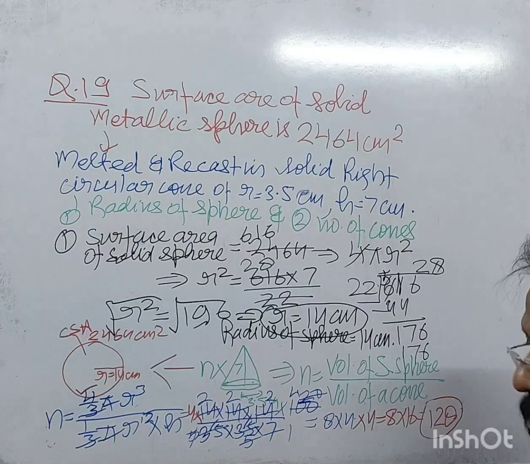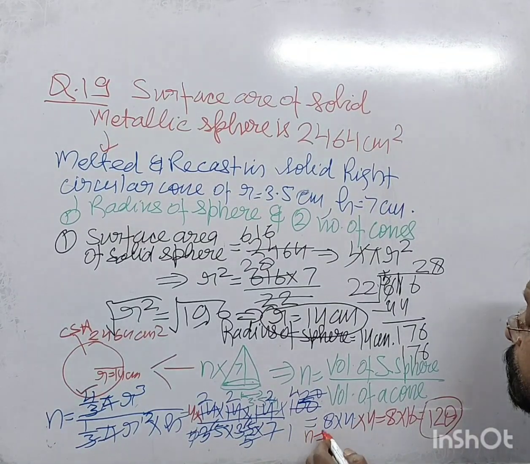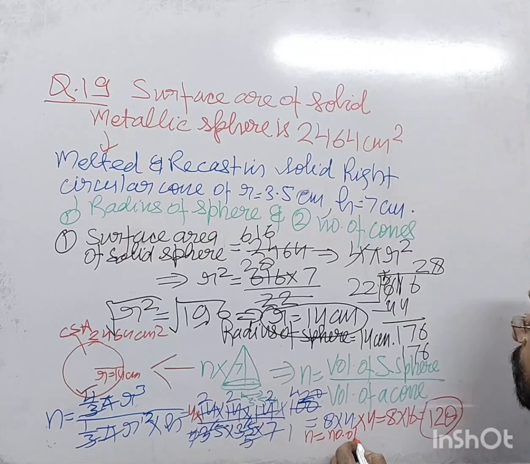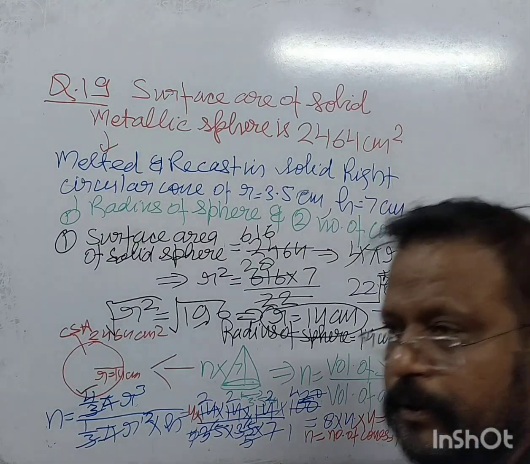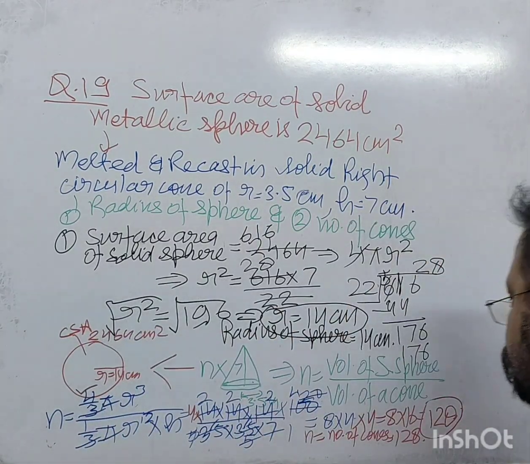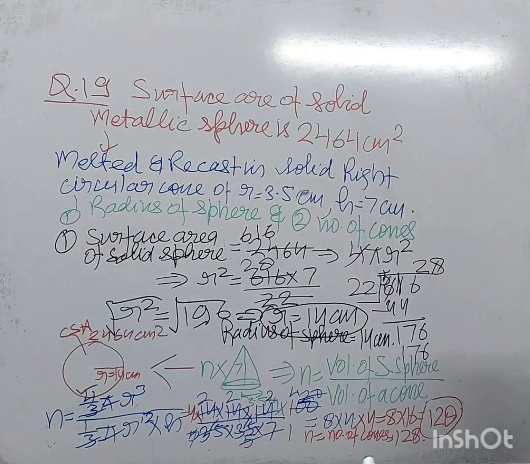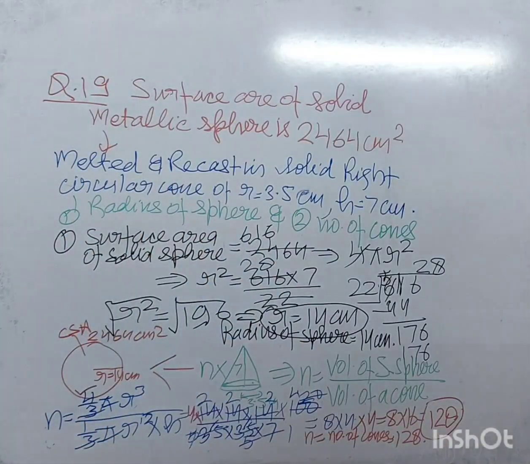Okay. So n, meaning the number of cones, is equal to 128. You get this much? Do you understand how to solve this?